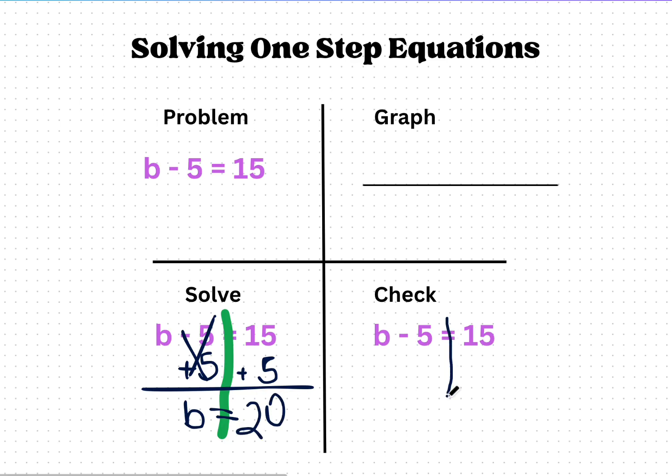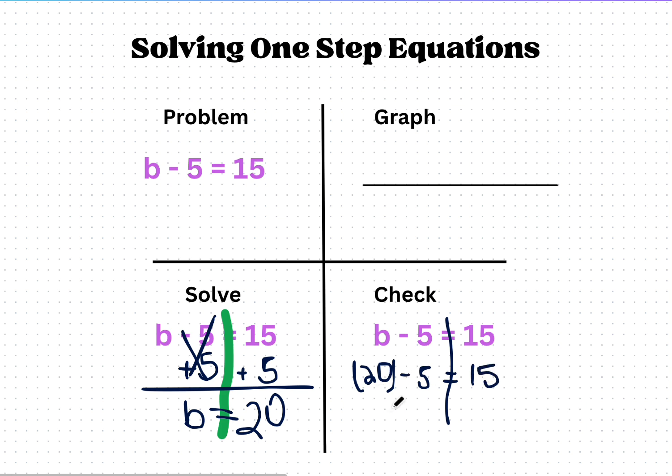So now I need to check. I need to substitute b for 20. So I'm going to plug in 20 where I see b. Go ahead and write the rest of the equation down. And then I'm going to check to make sure I am correct. So I need to make sure that everything on the left side is the same amount on the right side.